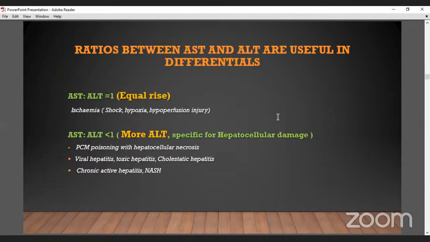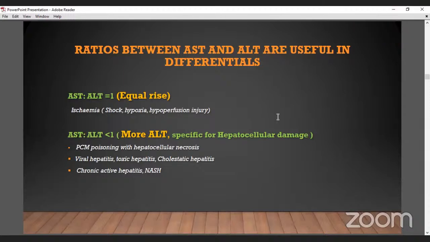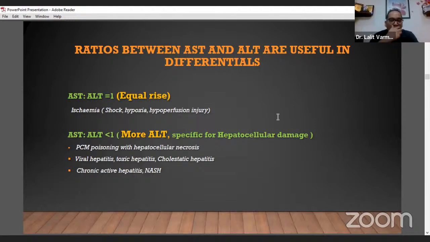In hypoxic conditions also, right? Yes, hypoxic. Yes, it will be elevated. Yes, you're right. Now, we talk about ratios, and more or less, it is correlated, but not always.